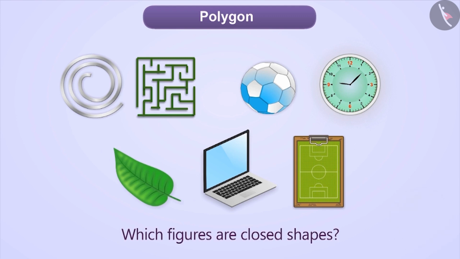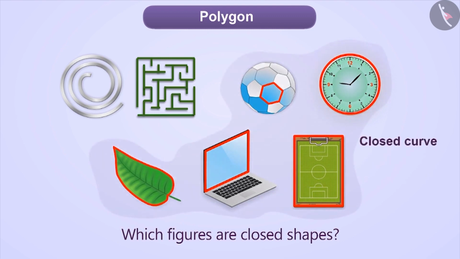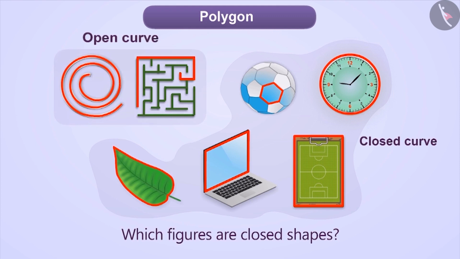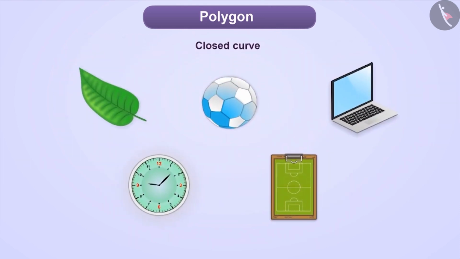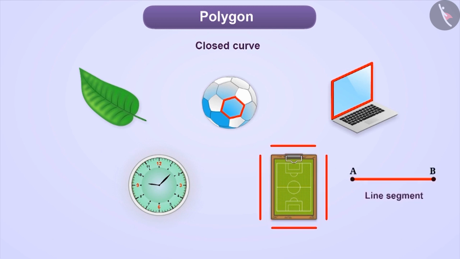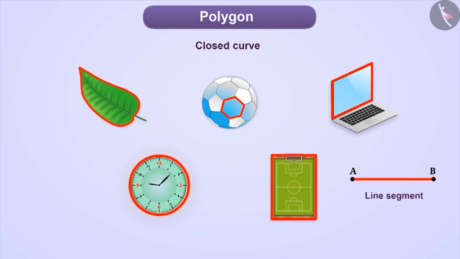Let me explain this. By looking at these figures, the first thing we observe is that some of these are made of closed curves, while some are made from open curves. If we focus only on closed figures, then there is an interesting point for these. Among these figures, some are made of line segments only, whereas some are not made of line segments. They are made up of curved lines which are not straight.